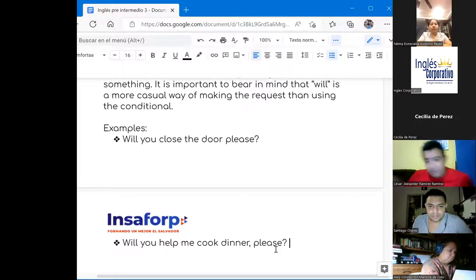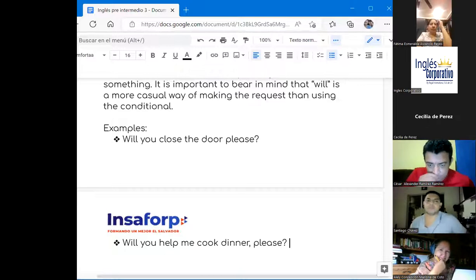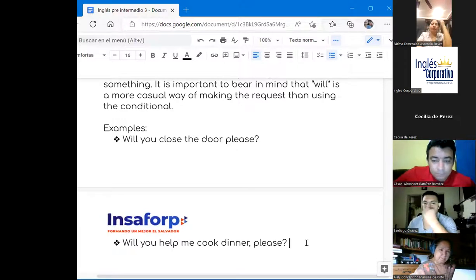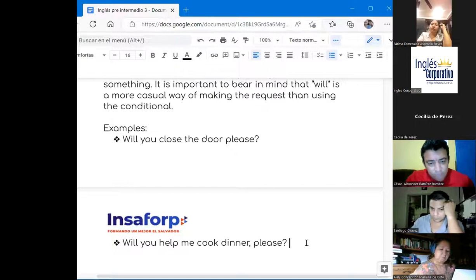En cambio, si yo utilizo la oración de you will help me cook dinner, no le estoy dando una opción, le estoy ordenando, me vas a ayudar a hacer la cena y punto. But in this case, that is not the point of the requesting, porque no estaríamos pidiéndole un favor o pidiendo ayuda, sino que estaríamos ordenando. Y eso ya sería otro tema. So in this case, we are going to use the question form to ask for something or requesting something.